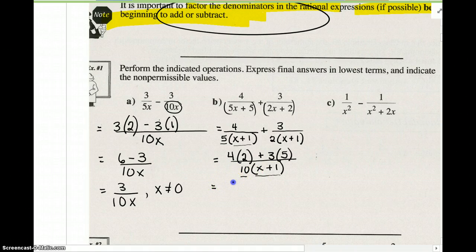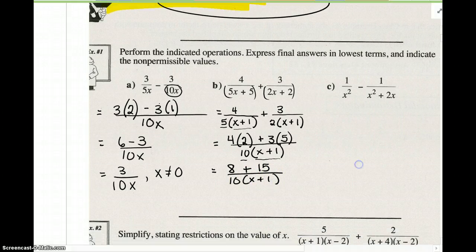When I do that, I'm going to add my 8 and my 15 together. I'm going to leave my 10 out front of my denominator. I end up with 23 over 10 times x plus 1. That is it, and my non-permissible would be x cannot equal negative 1. That's it.